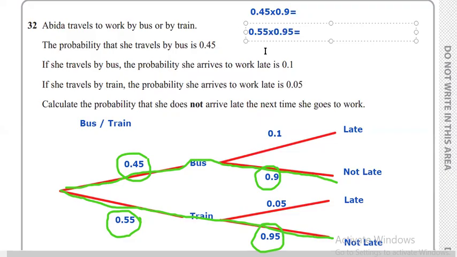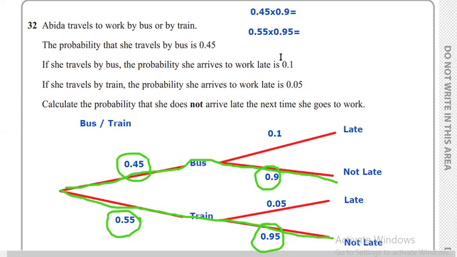And then at the end, because they want both probabilities of not being late, I'm going to add the answers for both of them. So this one, the probability of using the bus and not coming late. And this one is for using the train and not coming late. So I'll get both answers and add them together. And this will be the answer for the question.